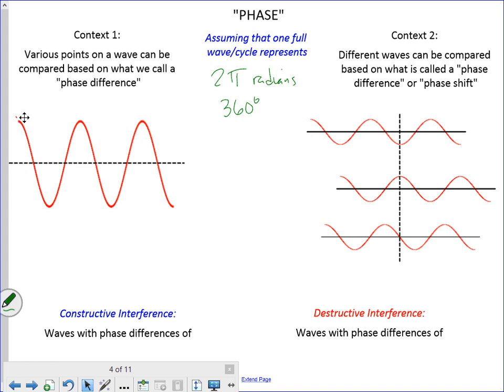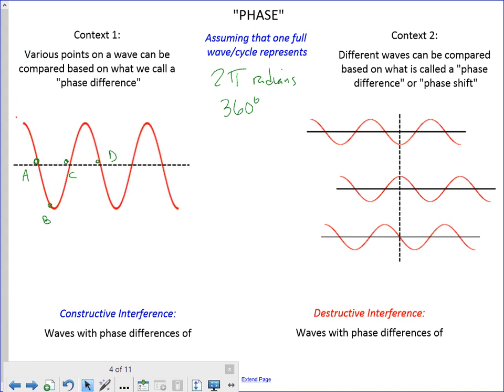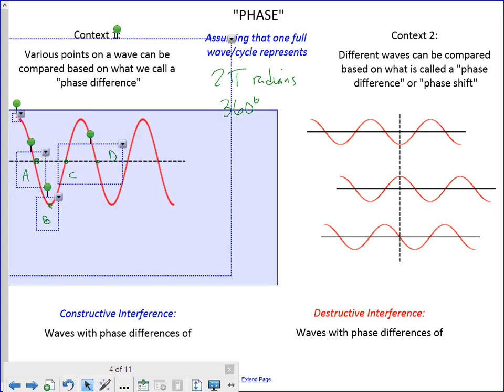Because there's a whole way of thinking that says going around a circle is the simplest case of a nice full cycle. So one way to talk about phase is to say here's a wave, and various points on that wave, like, say, point A and point B and point C and point D, all have a difference in phase relative to the other points.